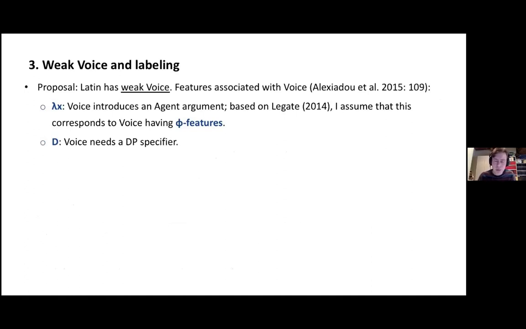As to the background assumptions that I make about possible instantiations of voice, I will more or less wholesale adopt the proposal from Alexiadou et al. 2015, who proposed that voice can be characterized by two independent features. One governs whether or not the head introduces an agent argument. They represent it with the notation lambda x. And then there's the independent parameter which specifies whether or not a DP specifier is required above voice.